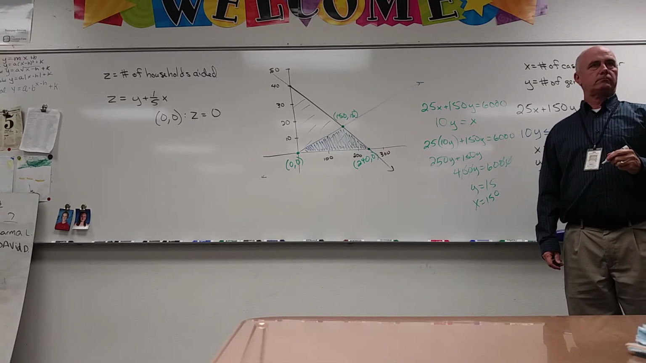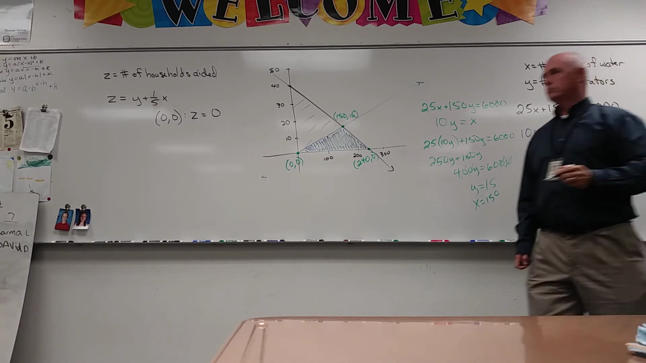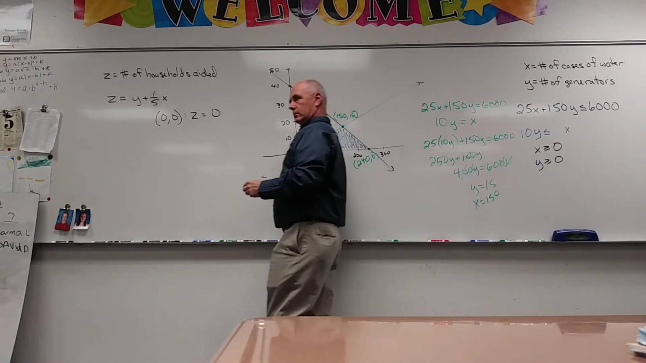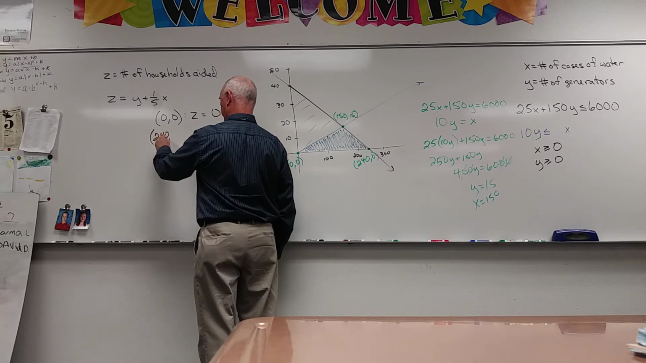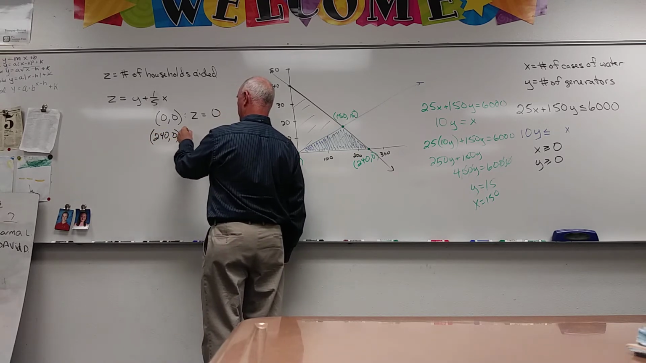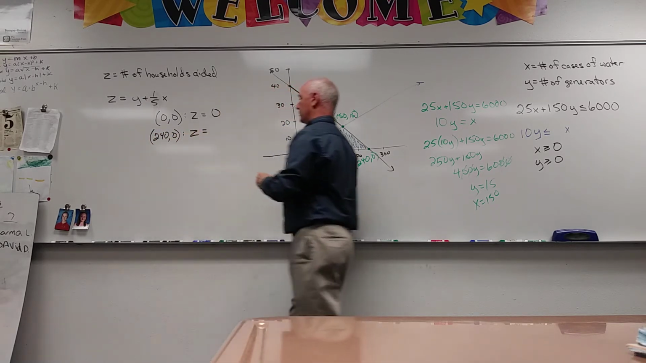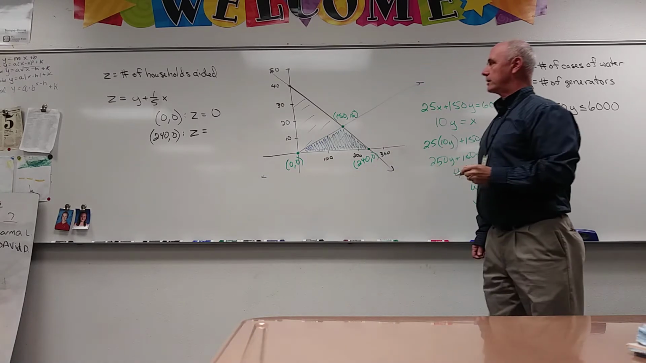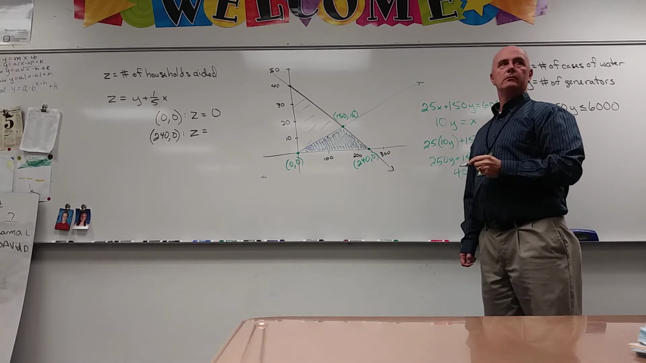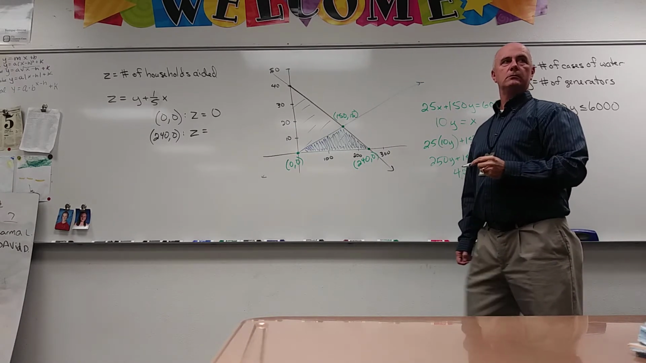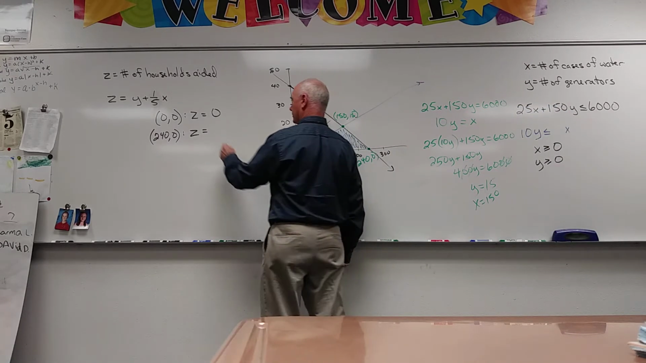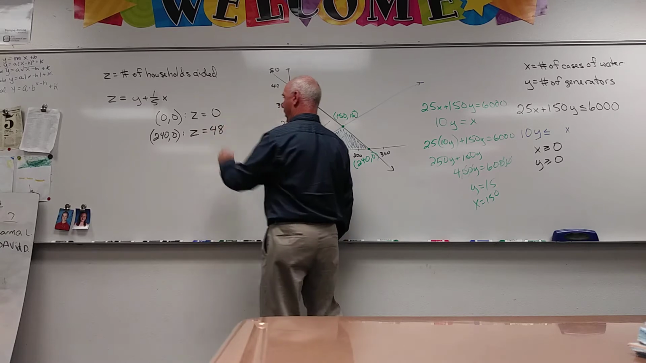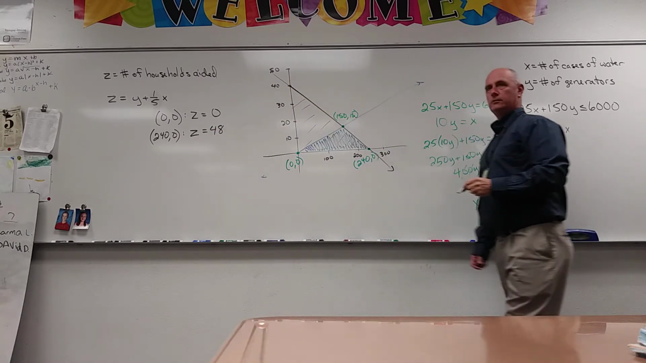Okay, what's next? I mean, 240, 0. If we have 240, 0, it doesn't make sense to have 0. 240, comma 0. Gives us what? 48. Z is 48.